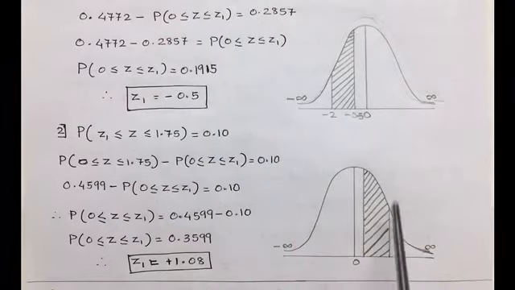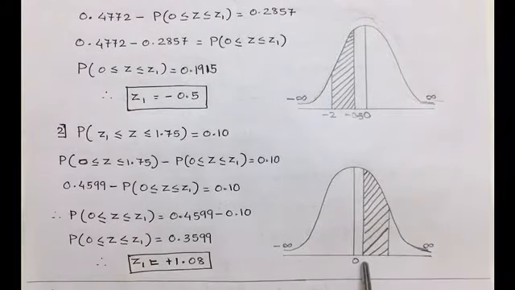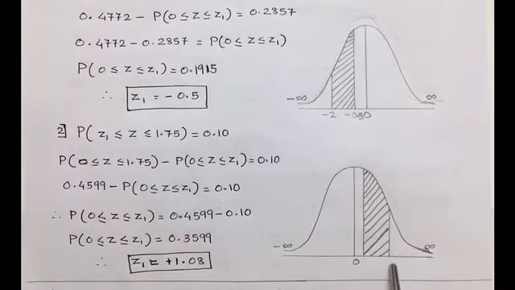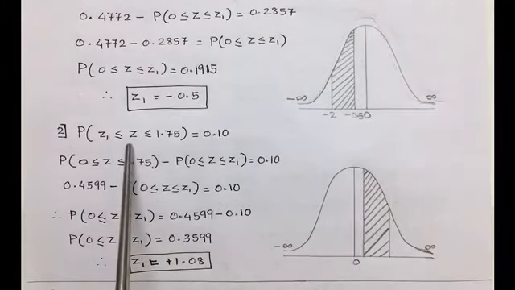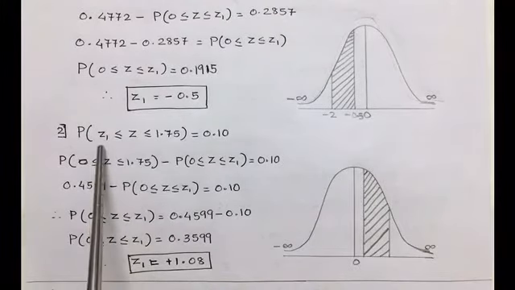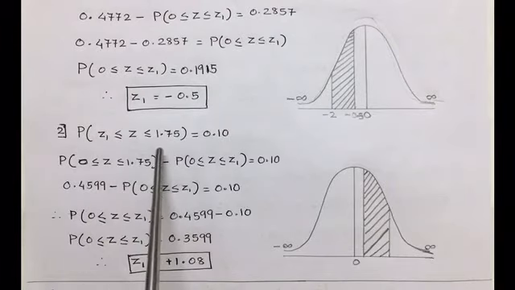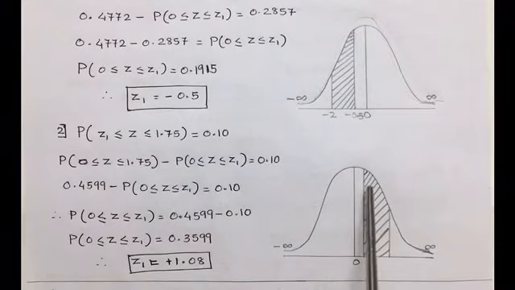Now expressing in the bell-shaped graph, the first line represents 1.08, the second vertical line is 1.75, and Z lies between 1.08 and 1.75. So that part is being shaded here, denoting that this is the area.